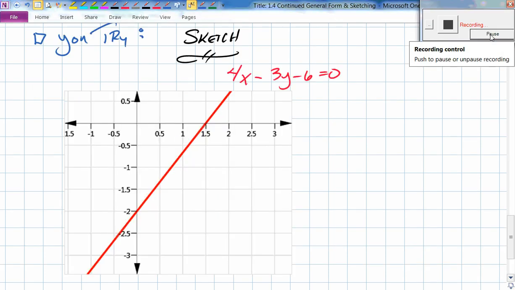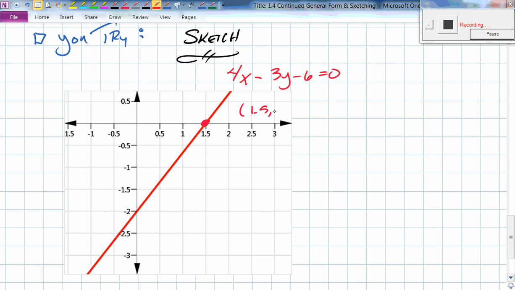All right, hopefully, when I was walking around the room, I saw everybody get this correct. So the intercepts should have been 1.5 comma 0 and 0 comma negative 2. Does this line have a positive slope or a negative slope? It has a positive slope because why? It increases as you go from left to right. Very, very good. Okay.